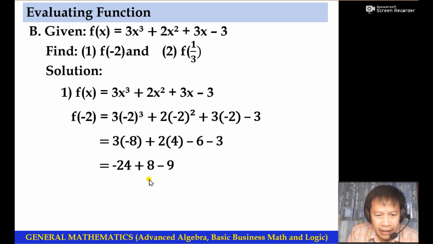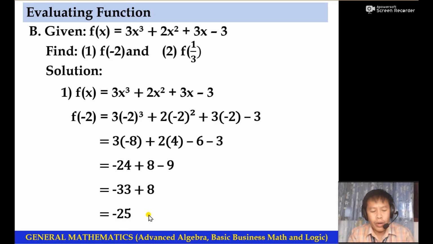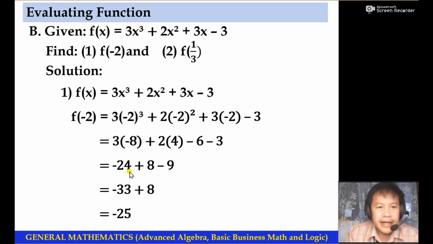Therefore, negative 33 plus 8, different signs. You are going to subtract. 33 minus 8 is what? That is 25. And copy the common sign, which is not common sign. Copy the sign of the bigger absolute value. That is why you have negative 25. Okay. That is problem number 1.